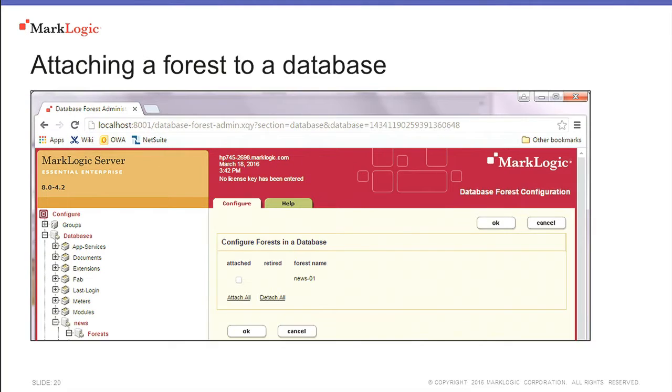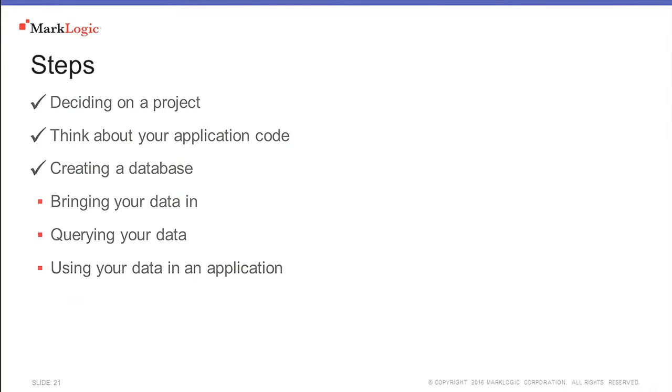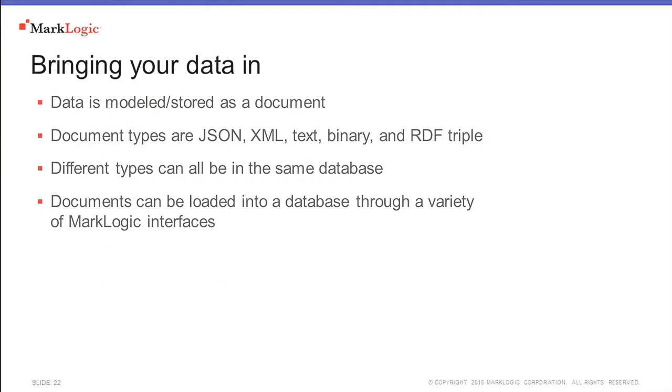So made our forest, we attached our forest to our database. So now we can load data into our database. So let's talk about that. All right, so as you may have heard or gathered, the way that we store data in a MarkLogic database is what we call a document. And a document doesn't have to be a long, traditional document. It can be quite small. It could be something really short and tiny. It could be just a name-value pair. That could be a document you store.